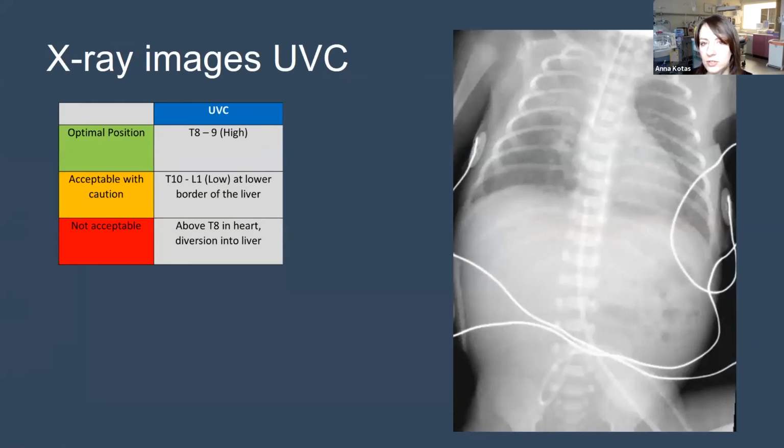Let's consider a UVC position to begin with. So we've got here an x-ray of a baby that has both a UAC and a UVC. It's really important that an x-ray combines both the abdomen and the chest, so that you can see the base of the lines and distinguish between an artery and a vein. So the UVC will always go straight up, whereas an arterial line bends down first into the iliac vessels before then coming up into the aorta. And that's how you can identify which is which.